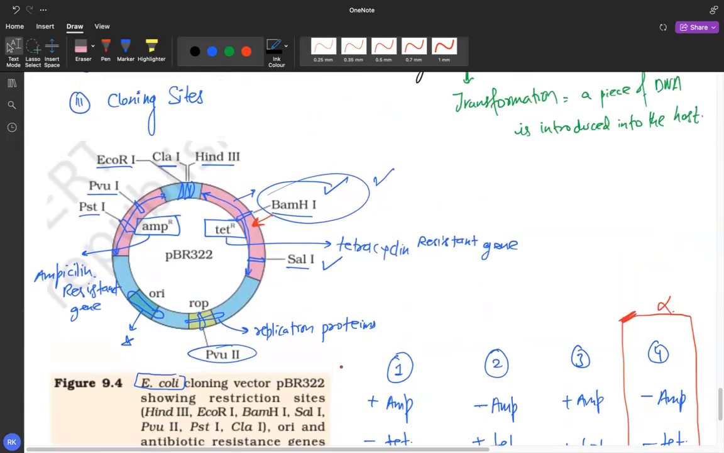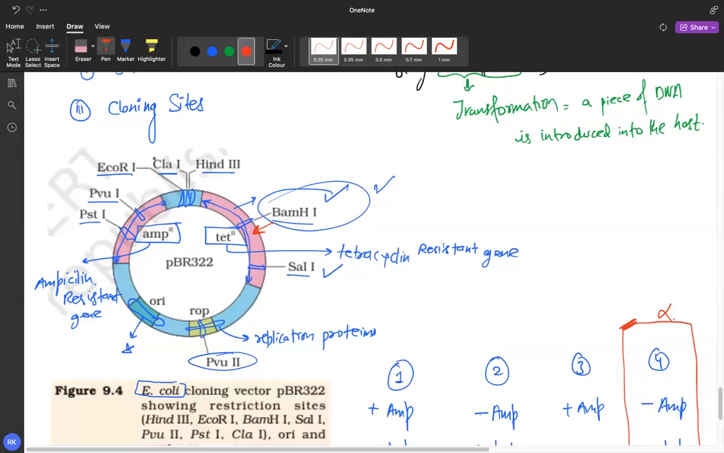Okay, so cloning sites. All these sites that you see here, EcoR1, PVU1, PST1, PVU2, SAL1, BAMH1, are called cloning sites because basically there you can insert any gene of interest you want. Okay, so write down.